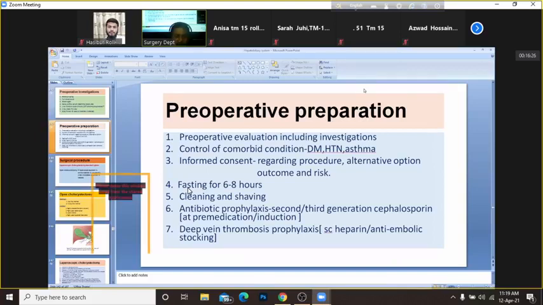First thing, the patient should not be allowed to take anything 6 to 8 hours before operation. Cleaning and shaving, prophylactic antibiotic like cephalosporin or others. Sometimes if the patient is obese, having a history of deep vein thrombosis, we can give antithrombotic measures or prophylaxis against thrombosis like heparin, antiemetic, stockings and others.